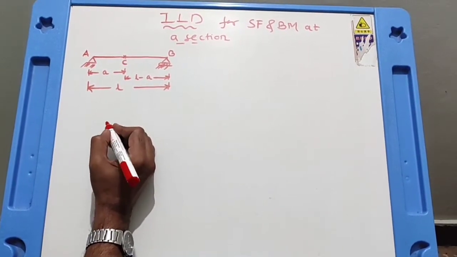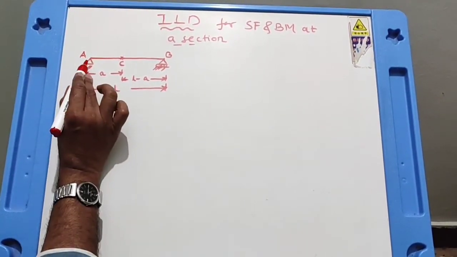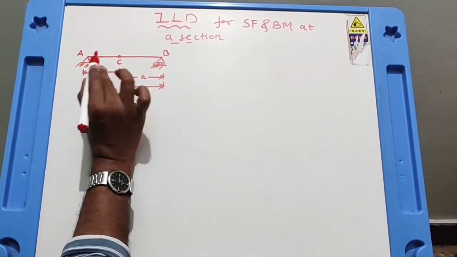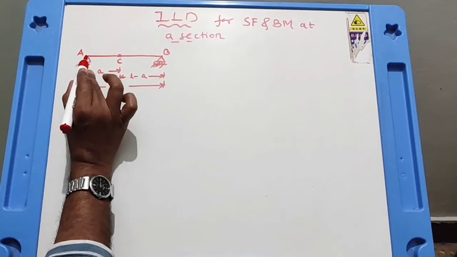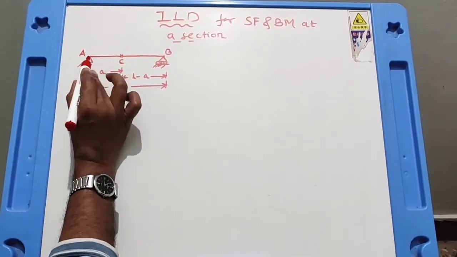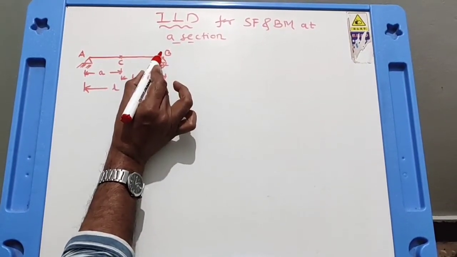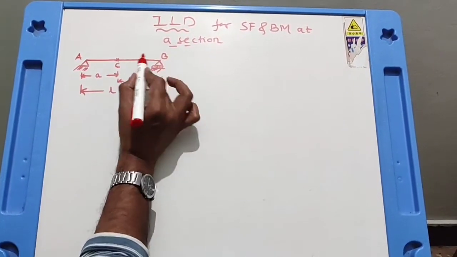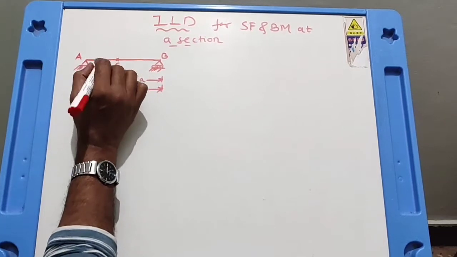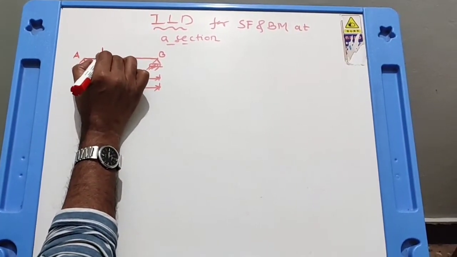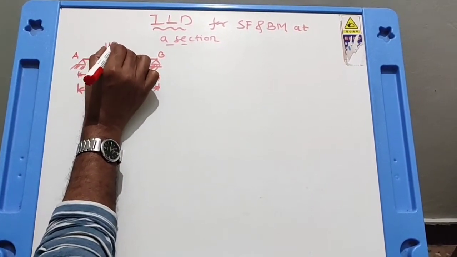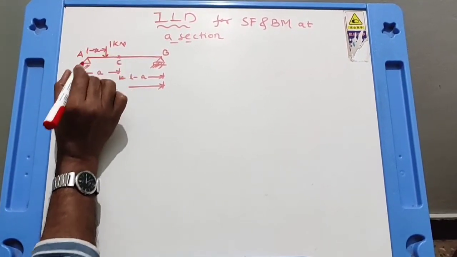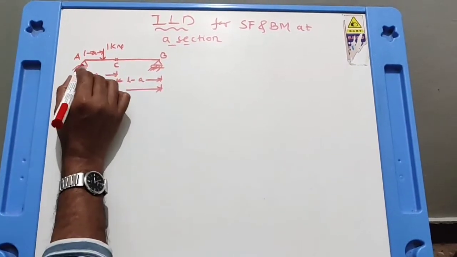So what we will do first? First, we will make the unit load move from A to B. When we make the unit load move from A to B, it occupies various positions. But it will have two zones, AC zone and CB zone. That means the unit load initially will be in the AC zone and next the unit load will go into the CB zone. So let me take first the unit load to be in the AC zone. So I will keep 1 kilonewton here at a distance x from A.